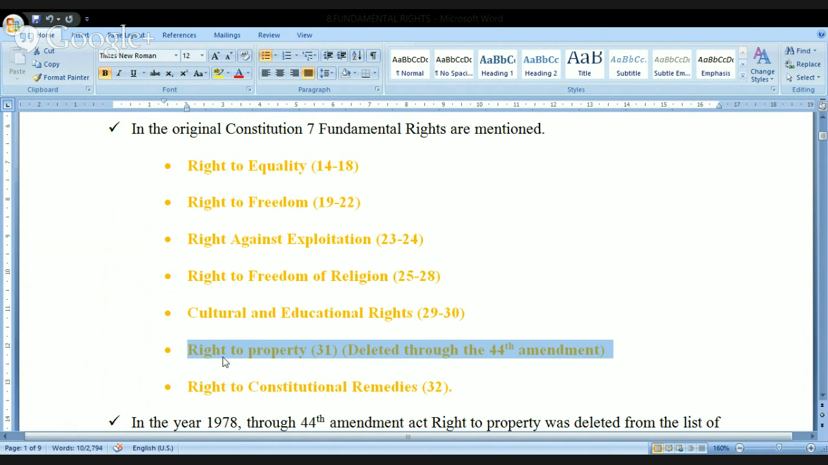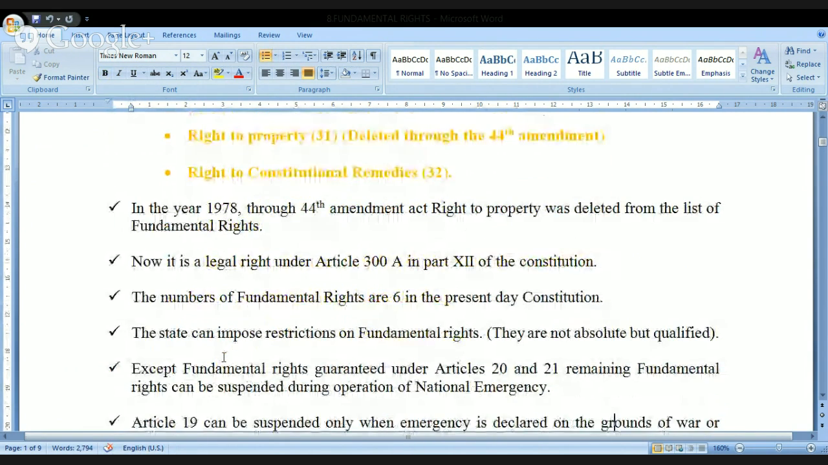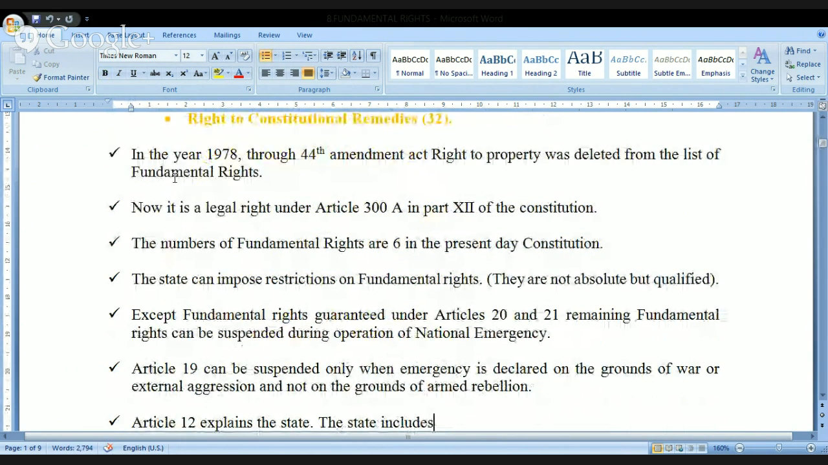Okay, now, so I'm still going further here. Let me show you some more points. In the year 1978, through the 44th Amendment Act, right to property was deleted from the list of the fundamental rights. It has been deleted. But now, if you look at this particular right to property, it is a legal right under Article 300A in Part 12 of the Constitution of India.